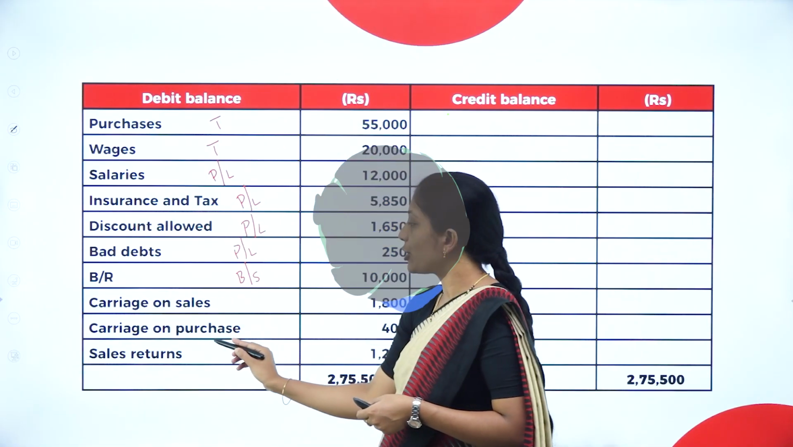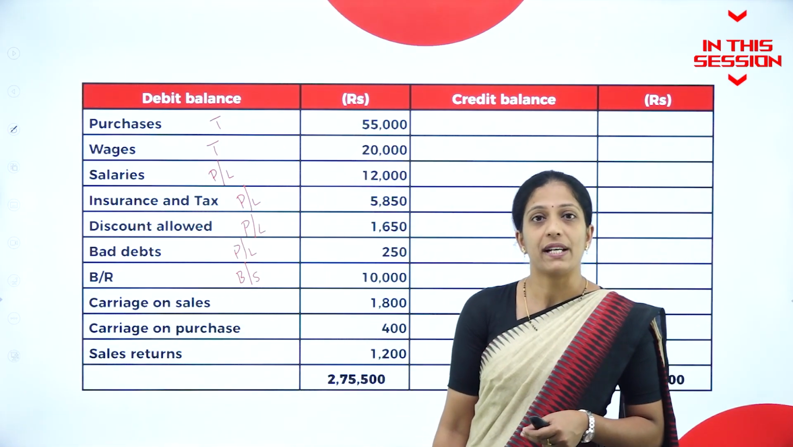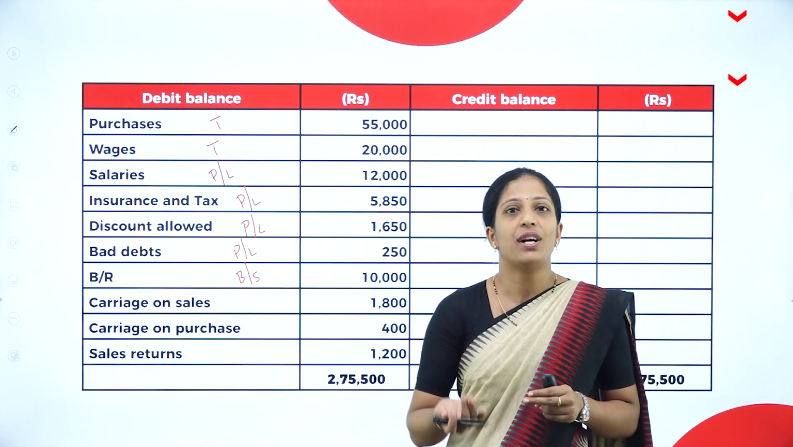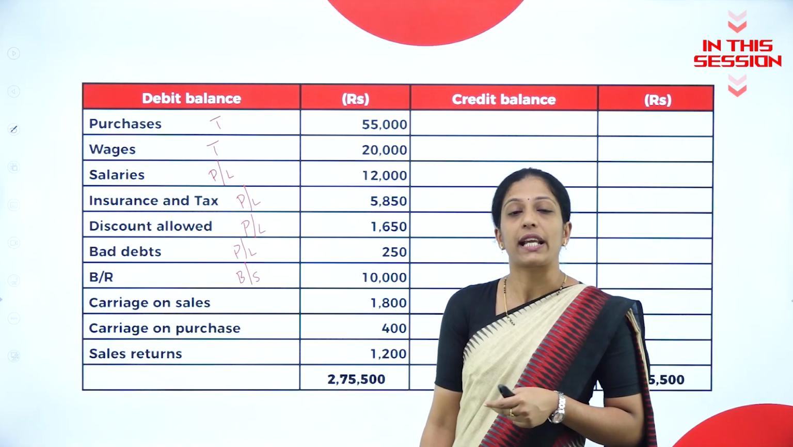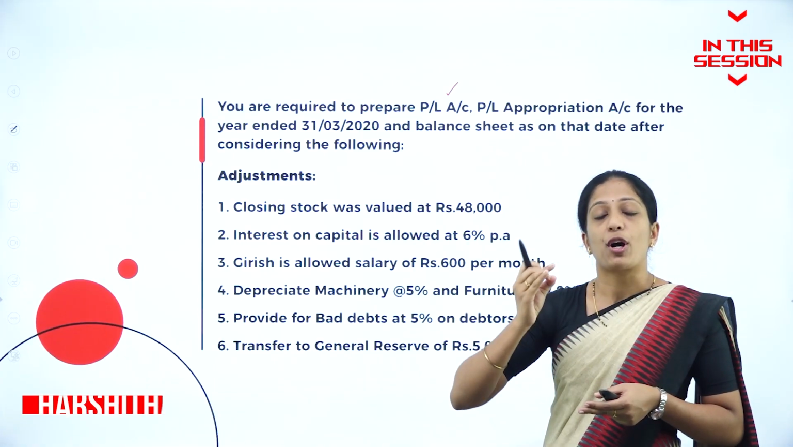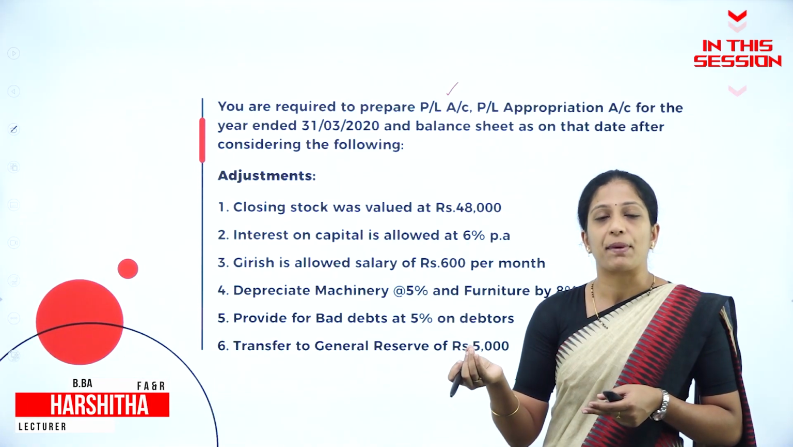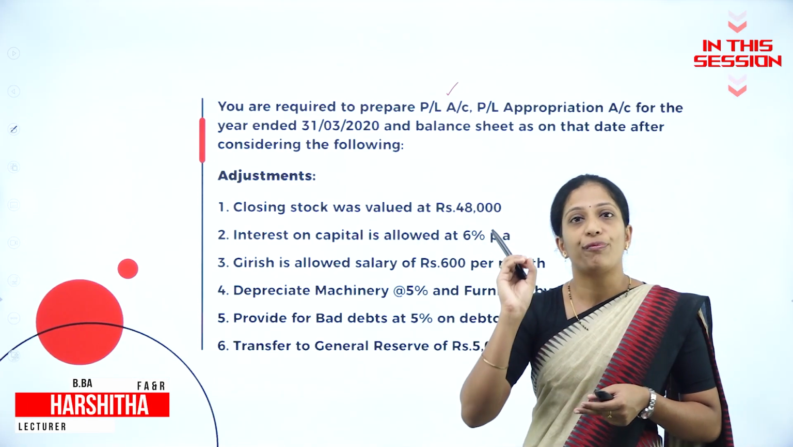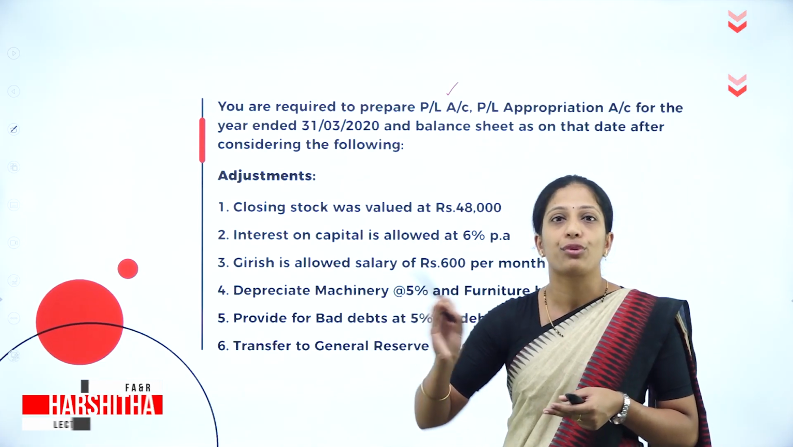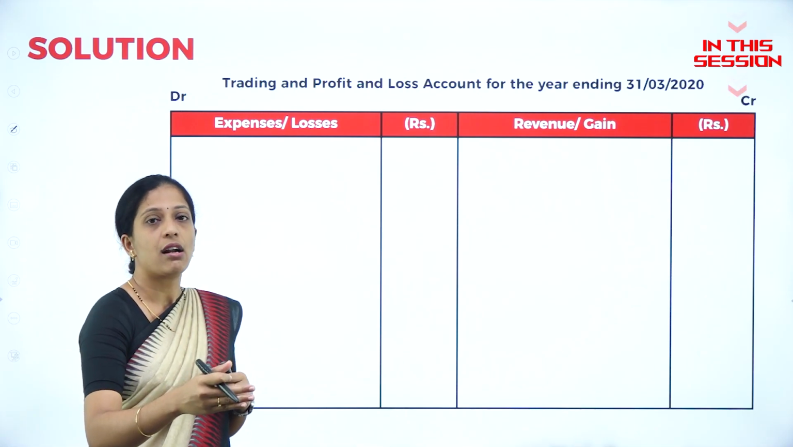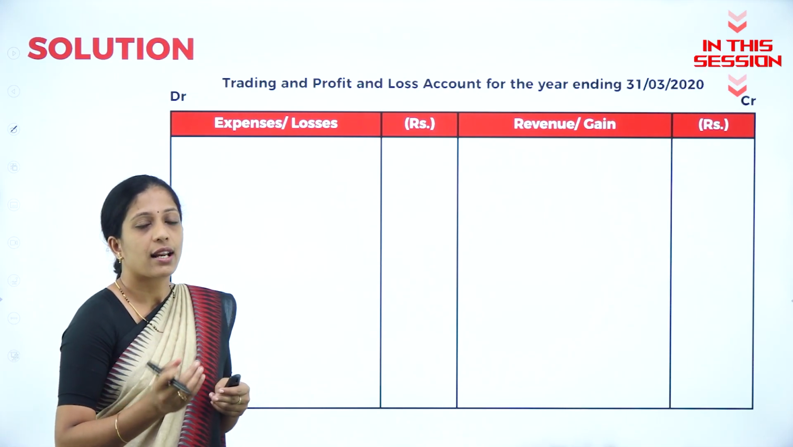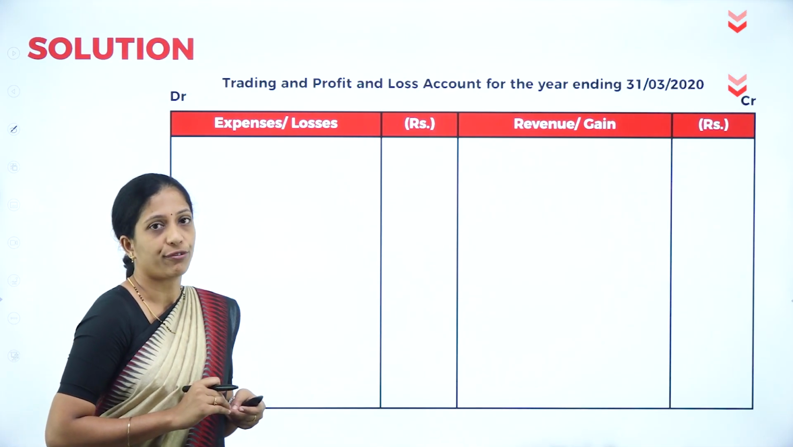They have given carriage on sales and carriage on purchase. So we have carriage inwards as well as carriage outward. So carriage on purchase is what? Carriage inward. After the P&L appropriation account, you'll prepare the partner's capital account, because the balancing figure of the partner's capital account will be carried to your balance sheet. Trading account and profit and loss account is one account where half will be your trading account and the continuation will be your profit and loss account.